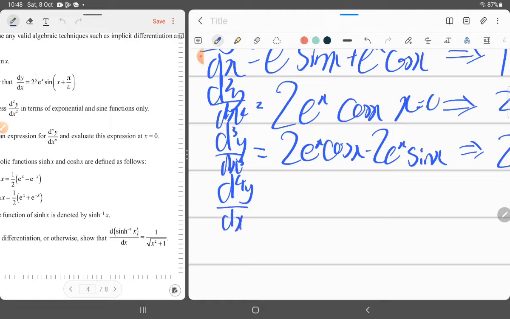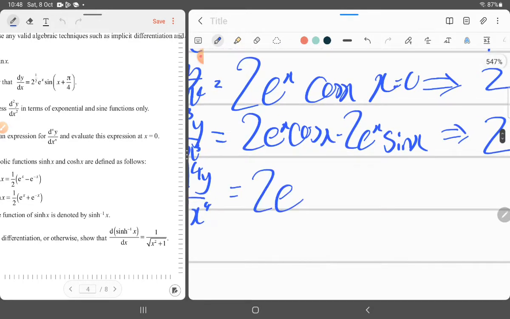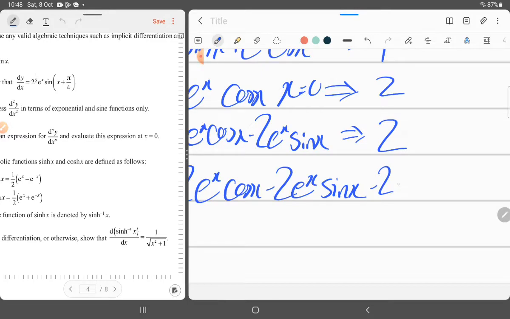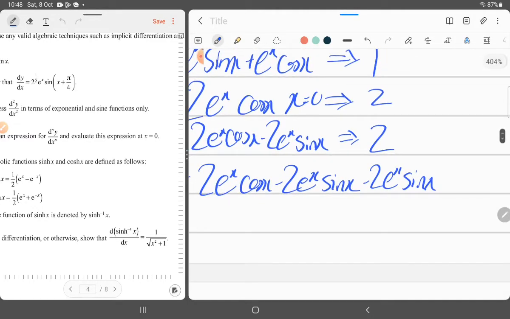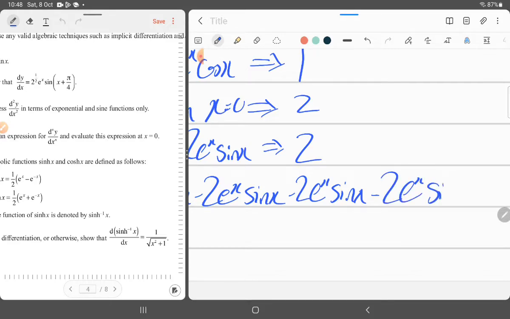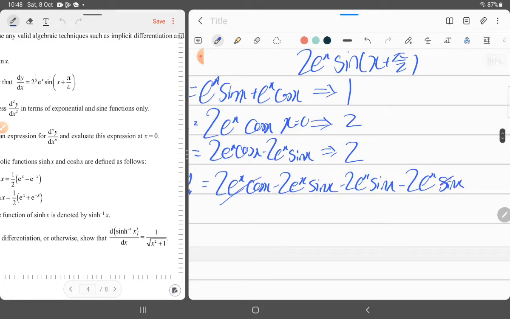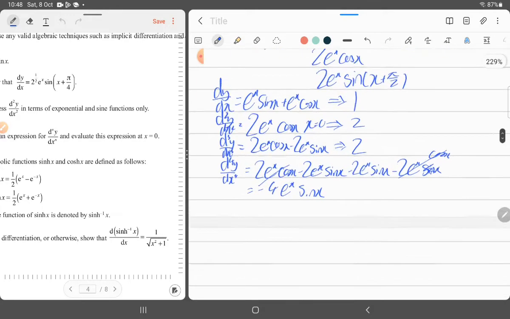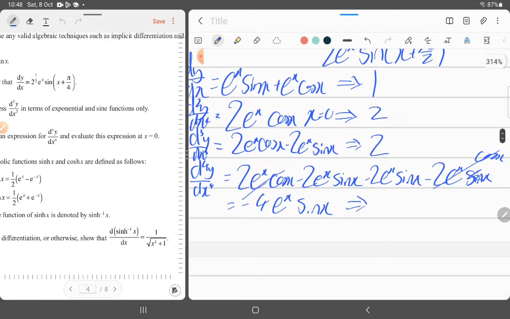D4 y over dx4, which is equal to 2 e to the power of x cosine x minus 2 e to the power of x sine x, then derive this, take away 2 e to the power of x sine x, oh no, I mean cosine x, cancels out, which is equal to 4 e to the x sine x, which turns into minus, which turns into 0 actually. Right, I can't seem to find a pattern here.